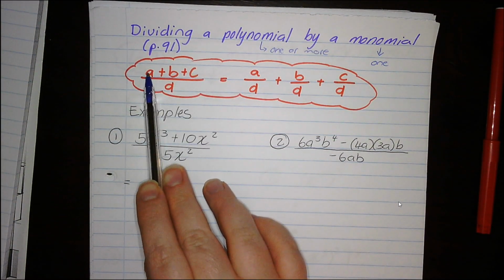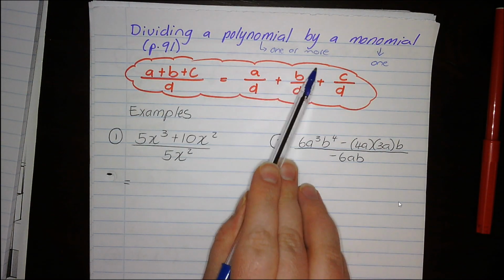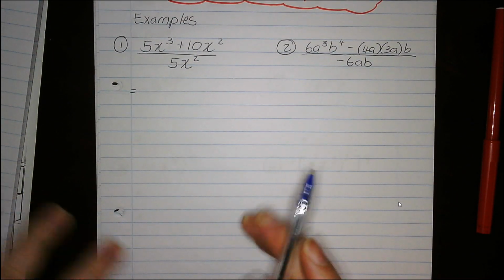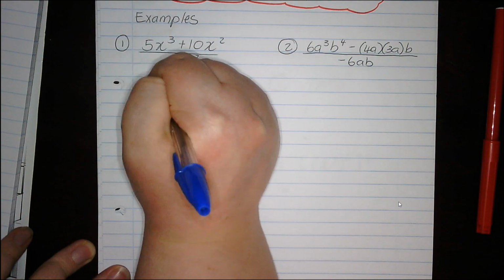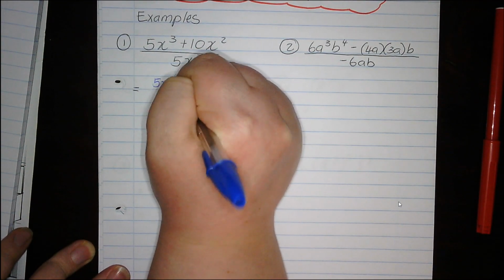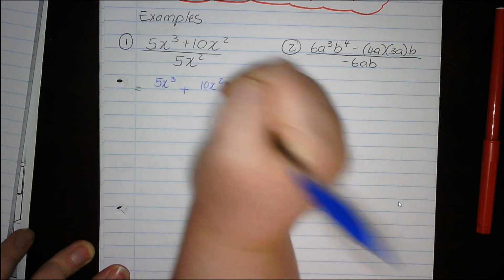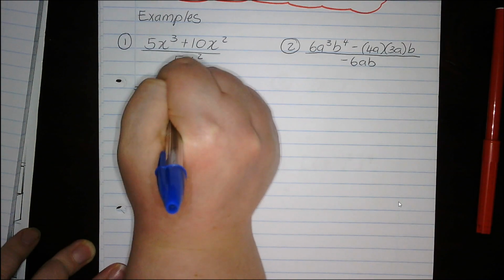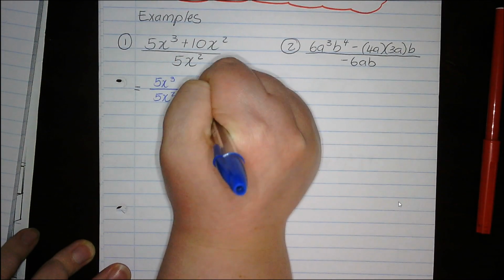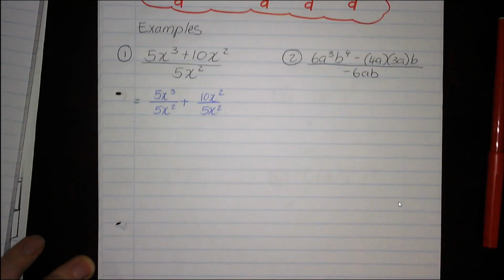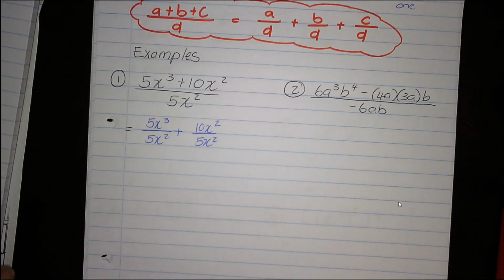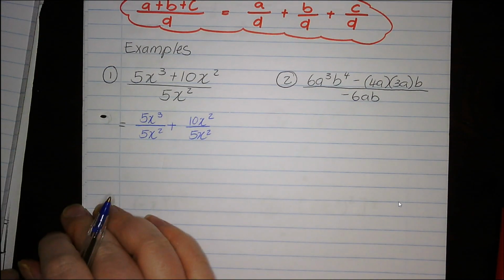You're going to break it up. A plus B plus C all over D. Alright, so let's have a look at this in action. 5x to the power 3 plus 10x squared, that was our numerator, divided by 5x squared and 5x squared. So you're going to use this law, okay, break it up and then divide each fraction as you usually would.